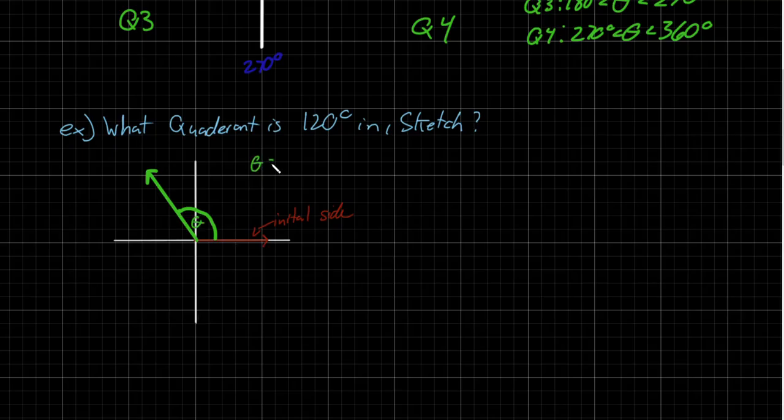How many degrees is theta in this example? 120. Yep, 120. Okay, now I want to see what quadrant 480 is in. Theta, it would be in quadrant 1? Right? Or no. Sketch it. It's going to help you. 480 degrees.